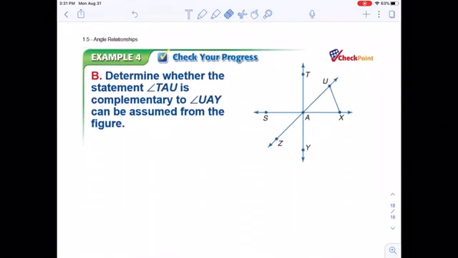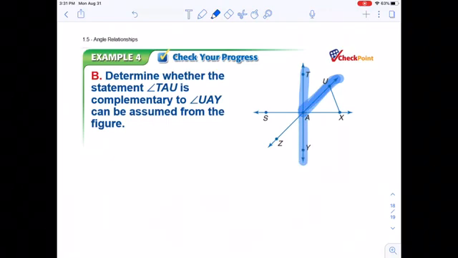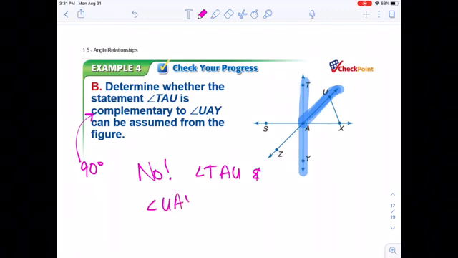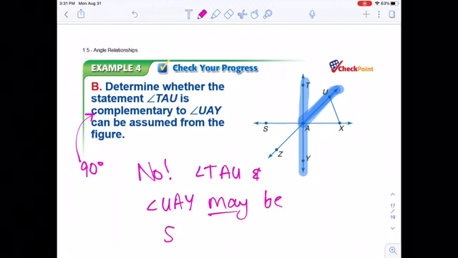Okay, lastly, determine whether TAU and UAY are complementary. Now, first of all, let's review what complementary is. That means it's 90 degrees. So this means that no, they definitely are not. Although TAU and UAY may be supplementary, they're nowhere near 90 degrees. Alrighty, that's it.